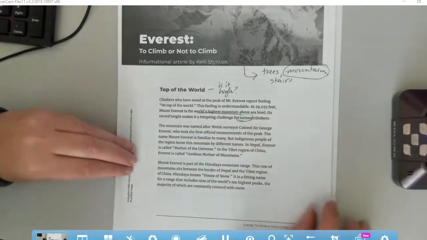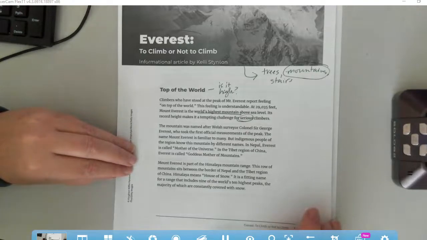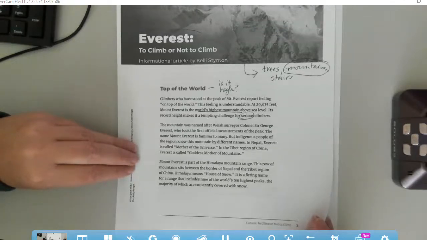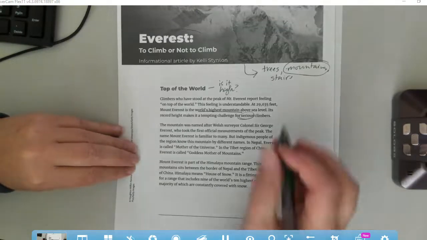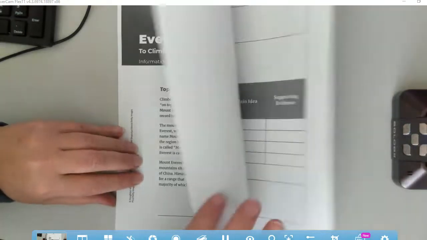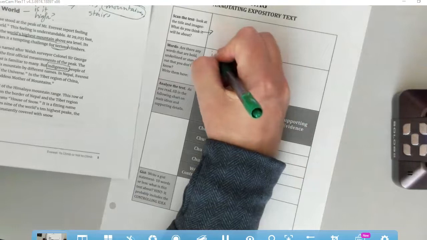The mountain was named after Welsh surveyor Colonel Sir George Everest, who took the first official measurements of the peak. The name Mount Everest is familiar to many, but indigenous people... I don't know that word, so I'm going to go write that word down. That word might be kind of difficult for us. Indigenous.